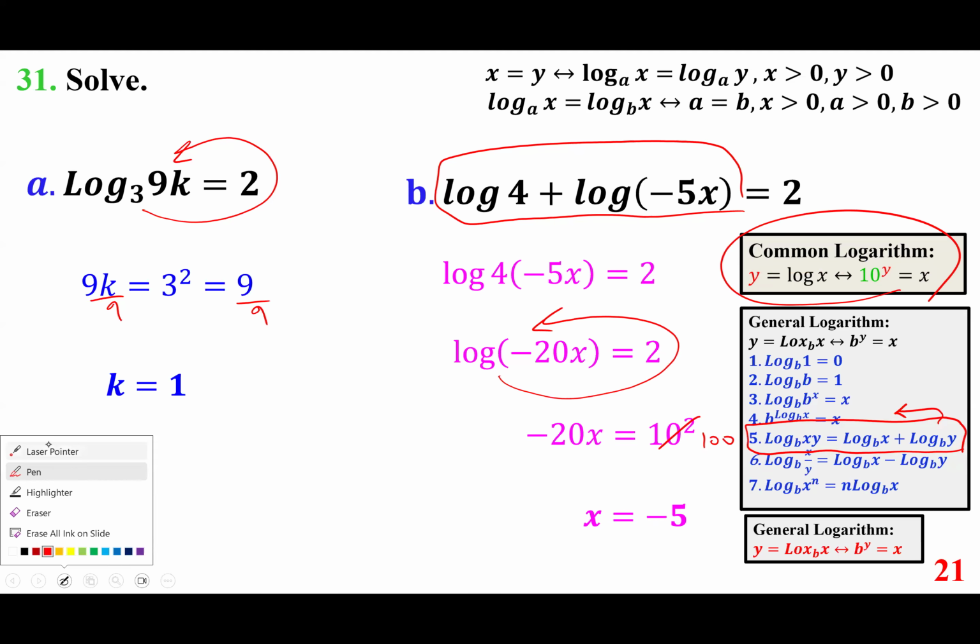And you have to always check. This one doesn't have x, no worries. This one, negative 5 times negative 5 is positive 25, it's okay. The argument must be positive, okay? And it is positive when you plug it.